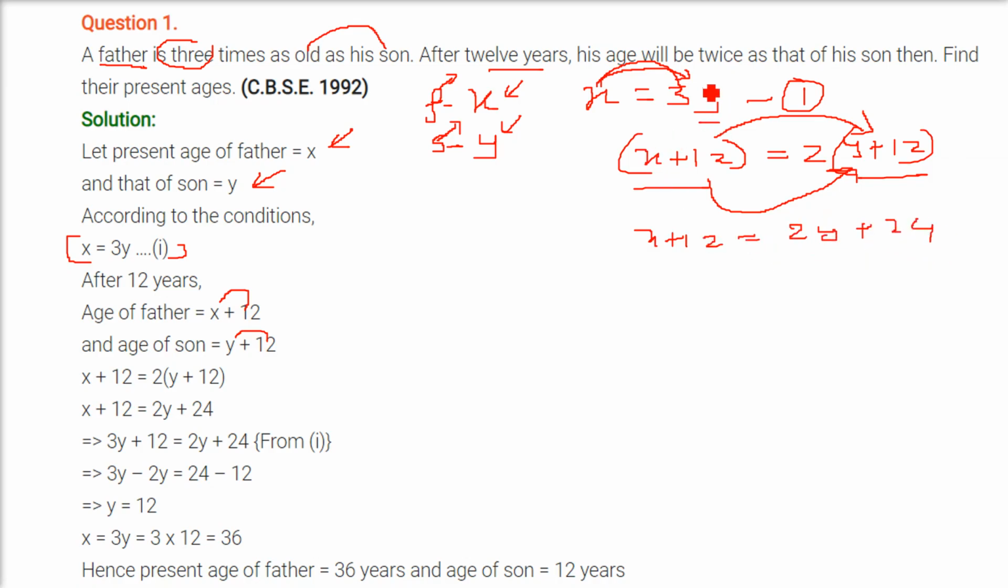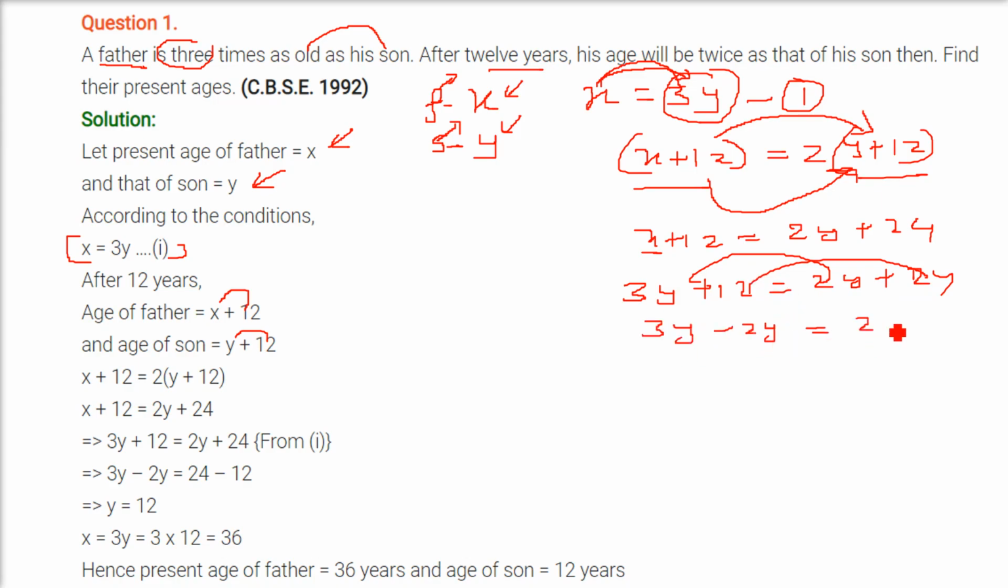Let us put X equal to 3Y here. So 3Y plus 12 equal to 2Y plus 24. Bring 2Y here, take 12 on the right hand side. So 3Y minus 2Y is equal to 24 minus 12, and Y will be equal to 12. So what was Y? We assumed it to be son's age. So now the age of son is 12, and what will be the age of father?